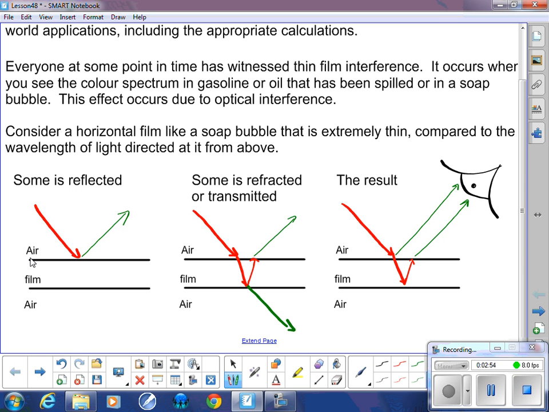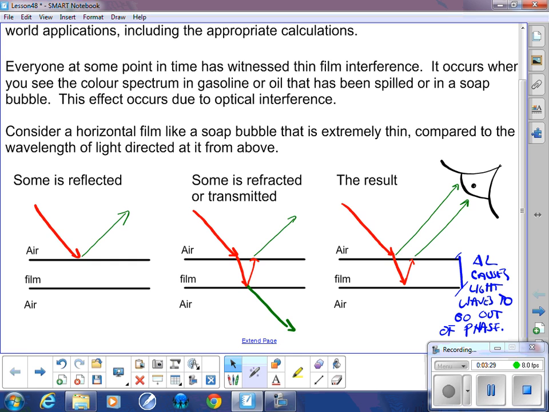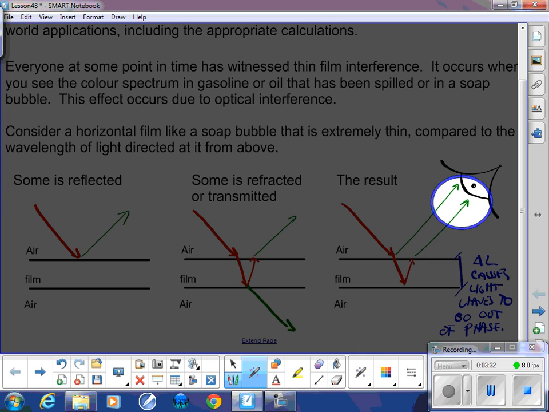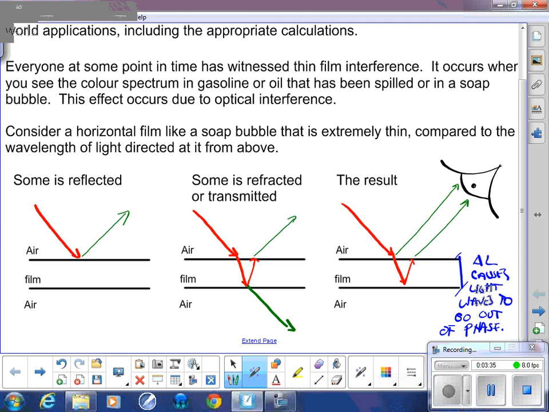What happens in this distance, this delta L, is that the light waves here have actually traveled a longer distance. So what does that mean? Delta L causes light waves to go out of phase. That delta L may cause the light waves to go out of phase. If they go out of phase, then we end up with some form of destructive interference when it reaches our eye. And that's what we're keying in on today.